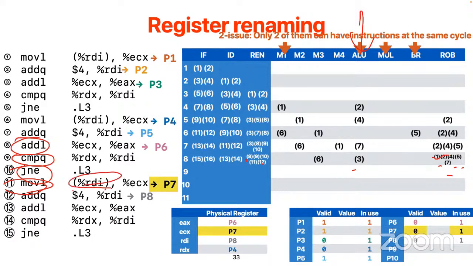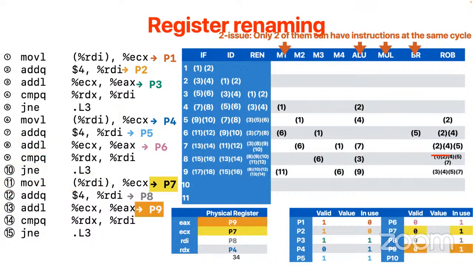Waiting for 6? 11 is waiting for RDI. Who? Right? So 11 could be executed, right? 11 could be executed, right? So in the next cycle, we can actually put 11 into execution and 9 can be executed.